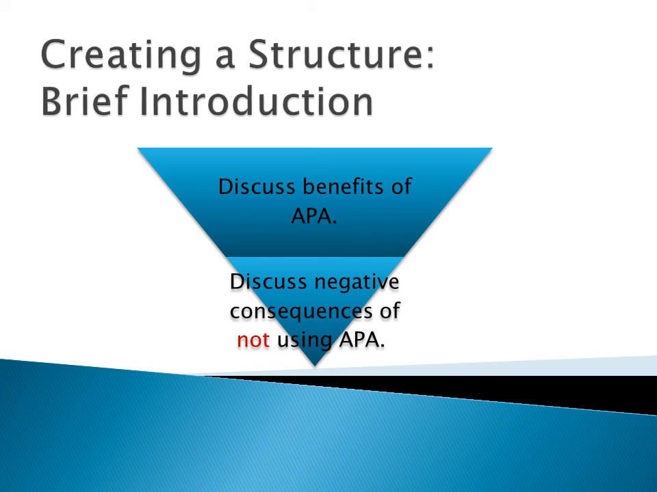Now, you could also discuss the negative consequences of not using APA. And you can work this into a paragraph. It's usually 4 or 5 lines long. It's written very concisely, but it's here's how I will resolve the problem as editor.